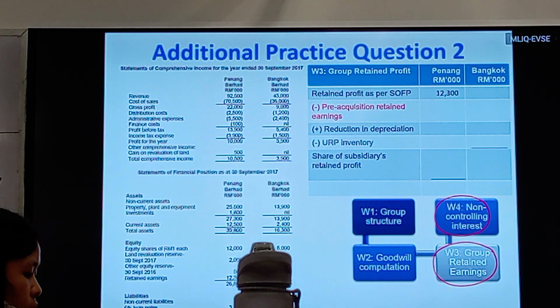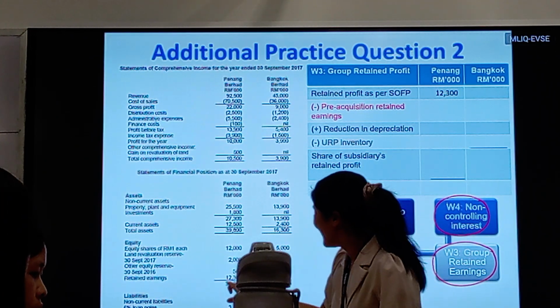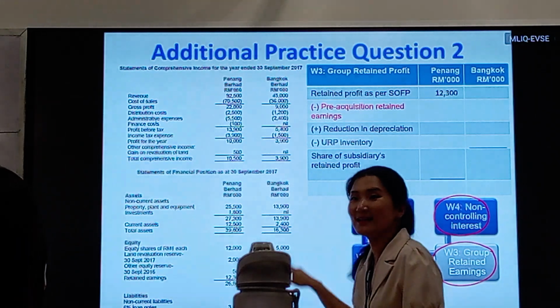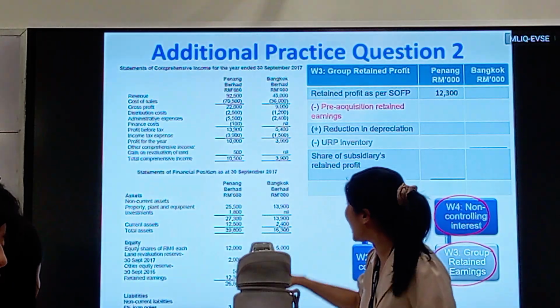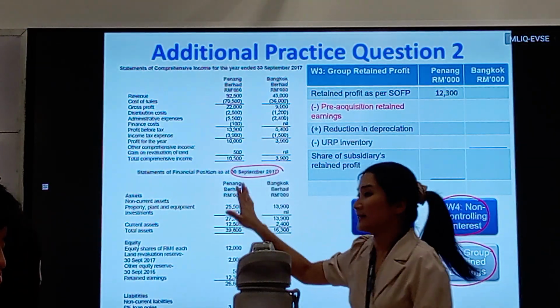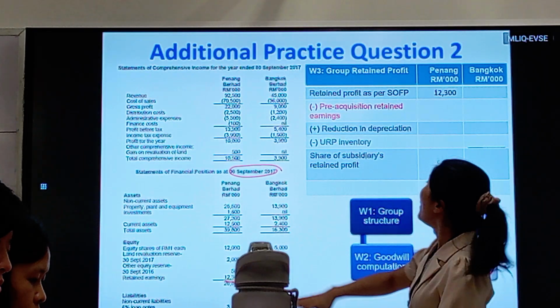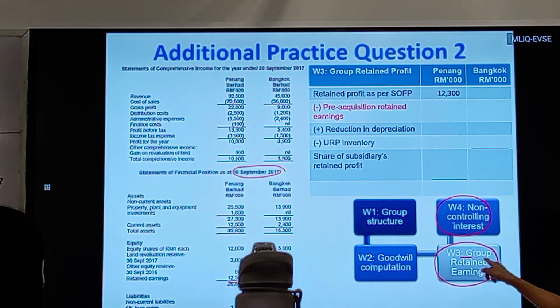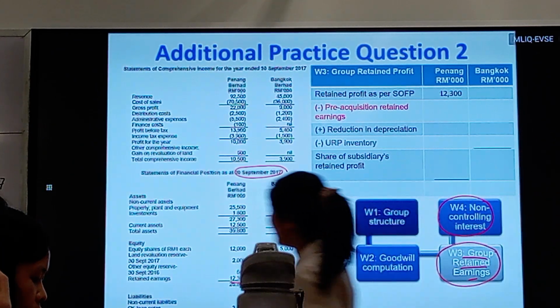For group retained earnings, I usually tell students, don't go and copy this retained earnings and put it inside your worksheet because it's not correct. Because this one is as at 30th September and has not been adjusted yet. Okay. So now what are we going to do? We are going to do the group retained earnings. You want to adjust it. Okay, how do we adjust?